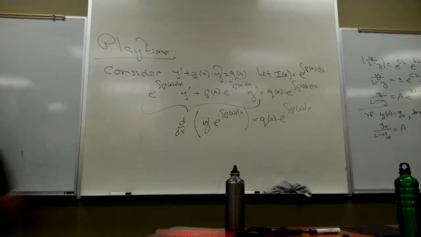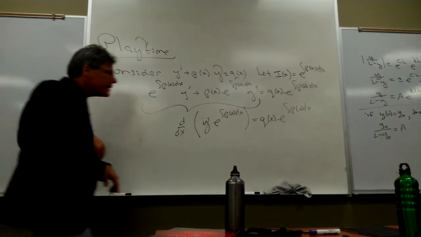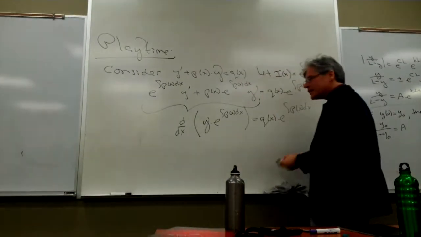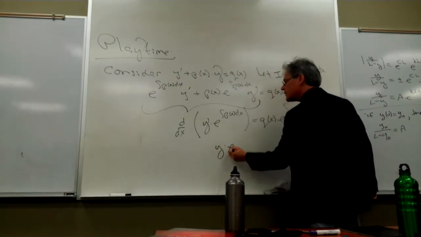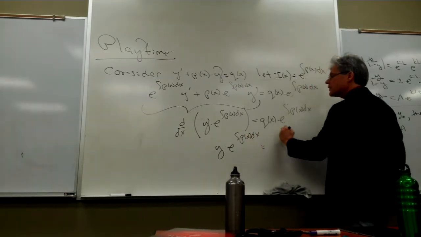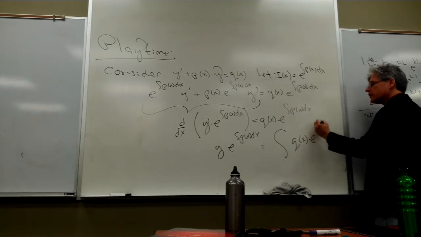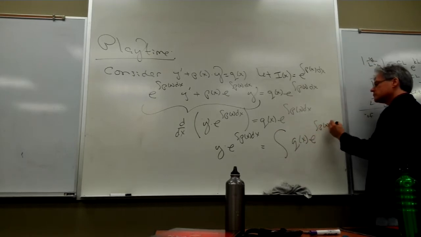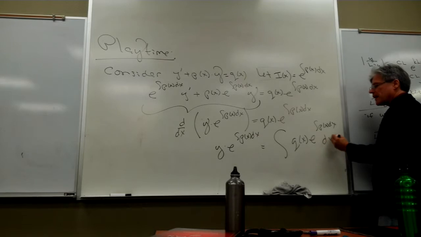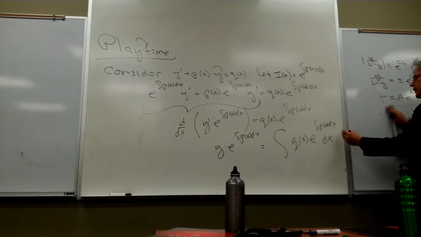Oh, come on, nobody jumped. Isn't that slick? And now, in undoing the differentiation process, doesn't that tell me that y times e to the integral of p of x with respect to x is nothing more than the integral of q of x times e to that power, with respect to x? And eventually I'm going to generate some constant of integration.